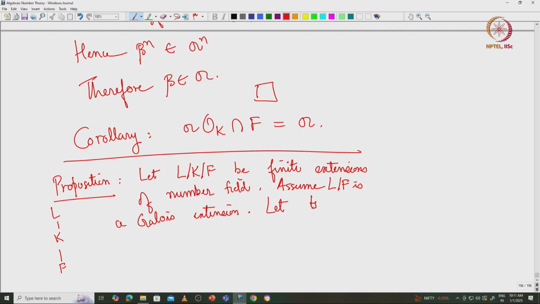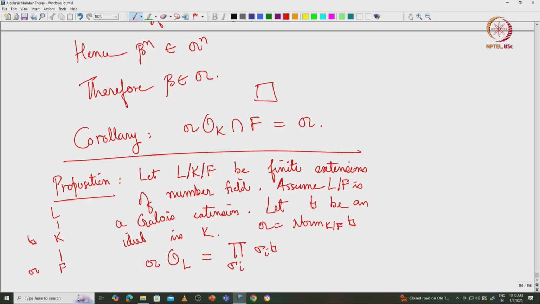Let B be an ideal in K, and A equal to the norm from K to F of B. So B is contained in K, A is an ideal in F, and what I am saying then is that if you extend A to L, this is the same as the product over all sigma i's of extending sigma i B to OL. Okay. This is the way to write it.